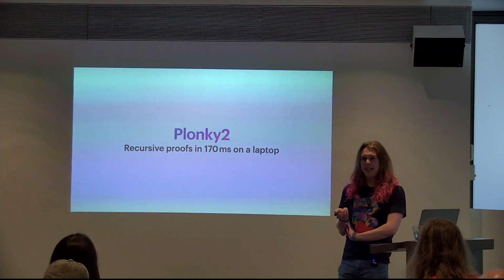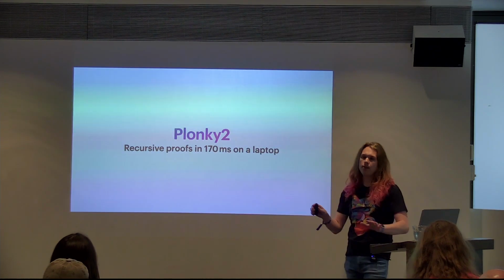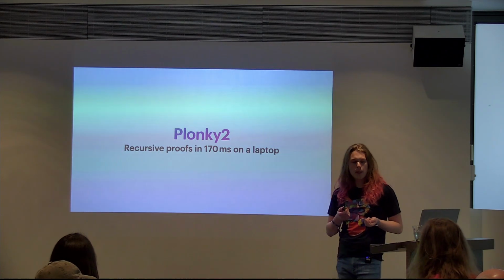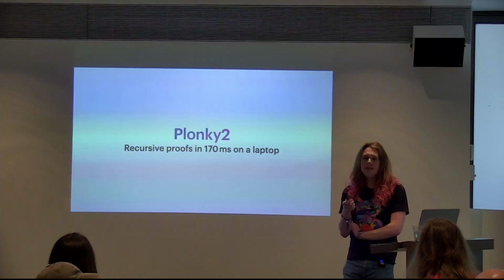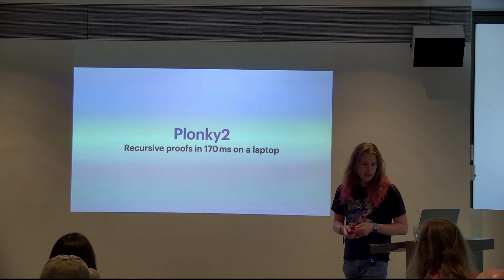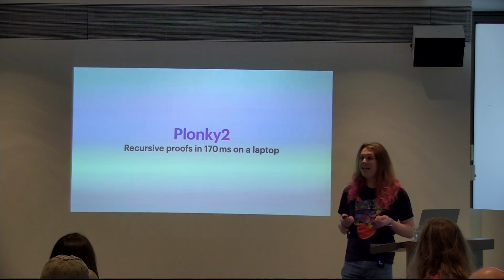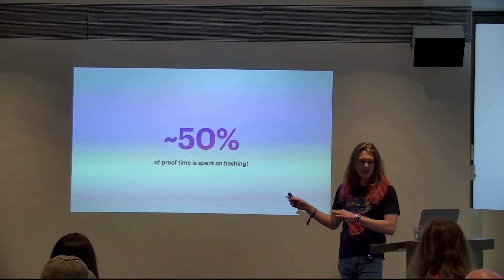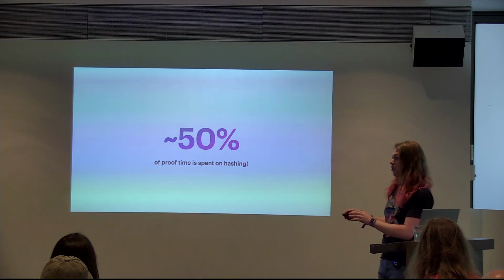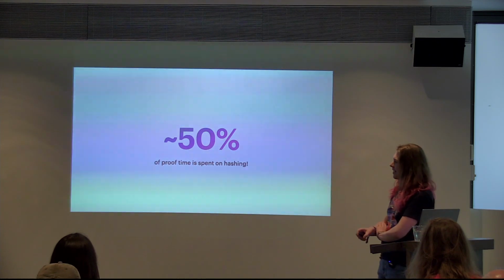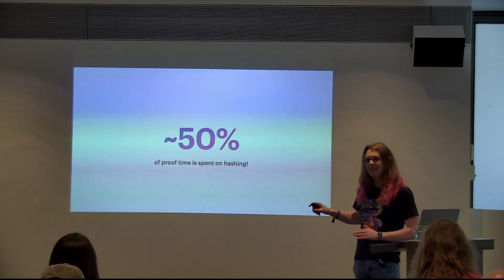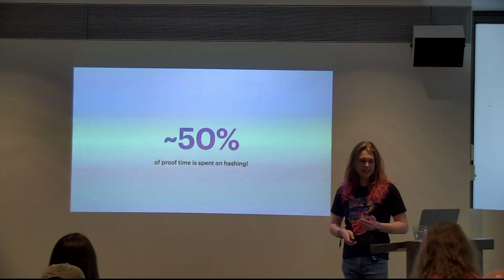Well, how did we get there? Well, there's a lot of mathematical tricks involved in doing this. But there's also a lot of low-level hardware work that we had to do in order to bring it to this particular speed. In particular with hashing. Even now, we still spend roughly 50% of our proof time just on hashes. And this is after all the stuff that I'm about to talk about. It used to be way, way higher.